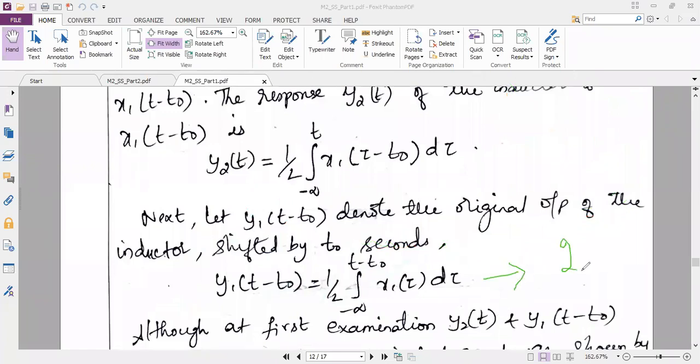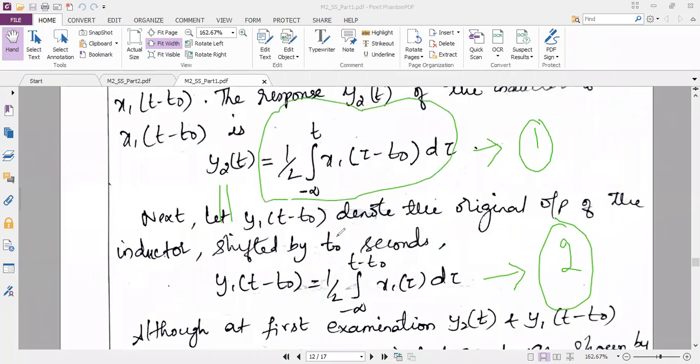Now this is my equation 1. I want to prove that y2 is equal to y1 of t minus t naught. But how to prove it? Because the right hand sides are not equal. When my right hand sides are not equal, how can I say that my left hand sides, y2 of t and y1 of t minus t naught, are equal? So I cannot say. In order to make the right hand sides equal, I have to perform some function.